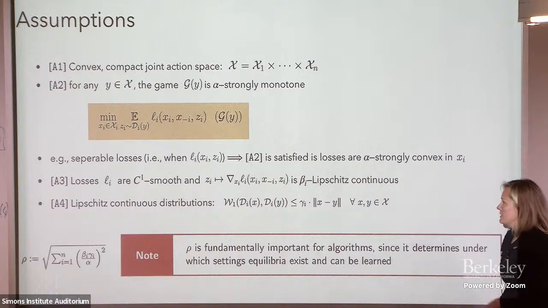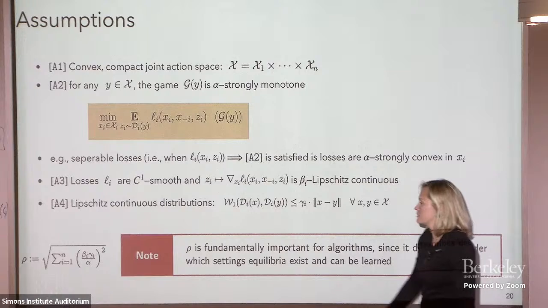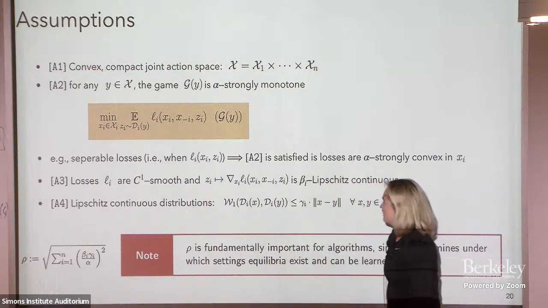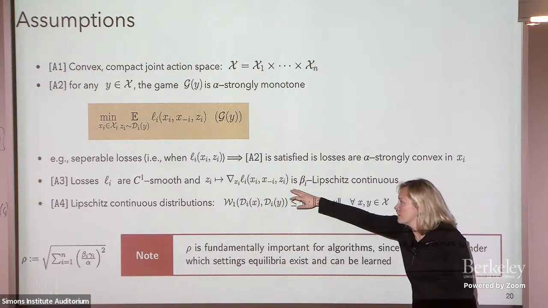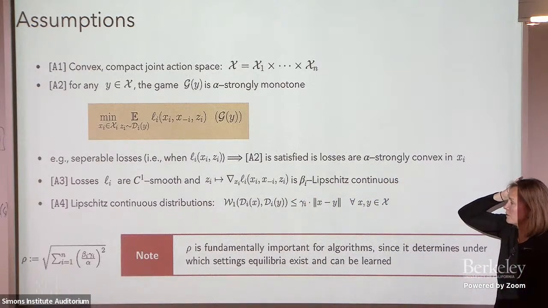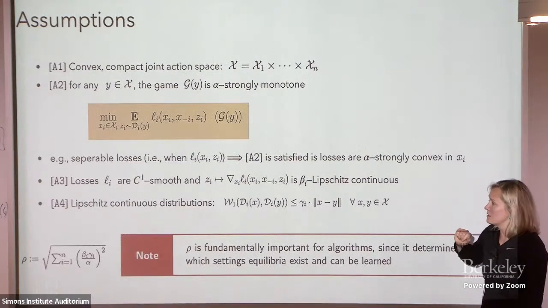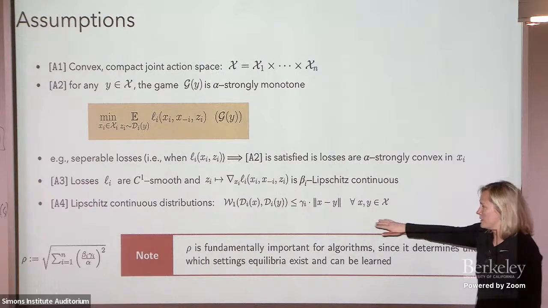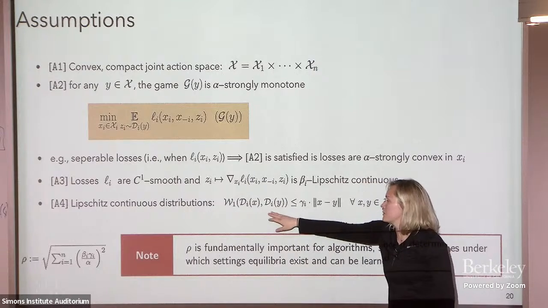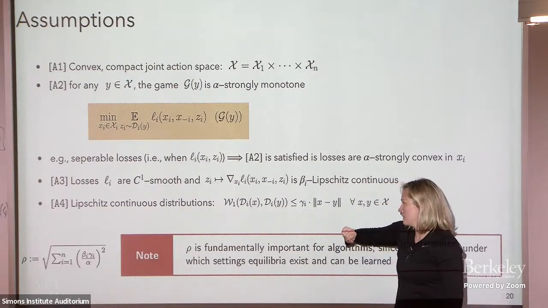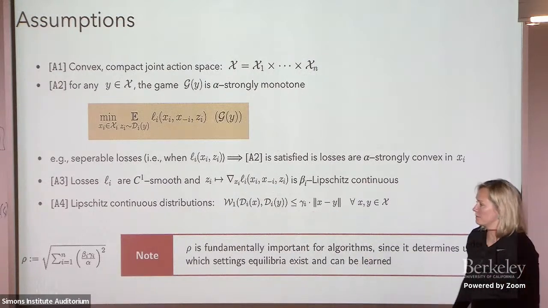Okay, so then we're also going to need some regularity conditions on our losses. So they need to be sufficiently smooth, and we need some smoothness condition on the partial gradient of the loss with respect to xi. We also need some growth conditions, or regularity conditions, on our decision dependent distribution. So this is the Wasserstein 1 distance here between the two distributions induced by x and y, and we need that to satisfy this inequality.